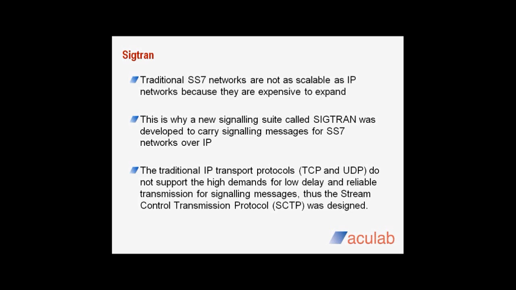Furthermore, on IP networks, as you know, there's TCP and UDP types of communication, but these aren't associated with a very high and reliable form of messaging when it comes to SS7, which is what you want. So hand in hand with SIGTRAN, a new protocol for transmission of signaling messages came about, called SCTP, the Stream Control Transmission Protocol.